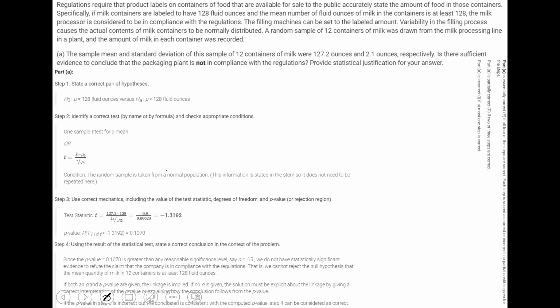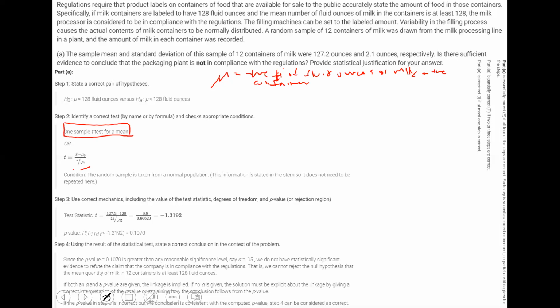I guess they didn't define mu, but you really should define it. Mu is the true number of fluid ounces of milk in the container. Right. So the null hypothesis would be that it's equal to 128, and the alternative would be less than 128, because if it's at least 128, then you are good, right? We are going to do a one sample t-test, so do say that.